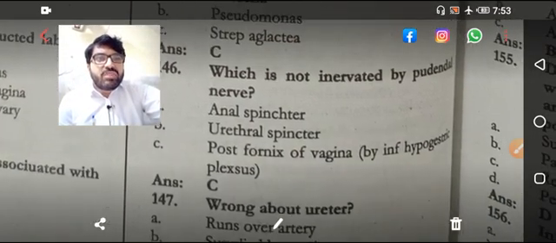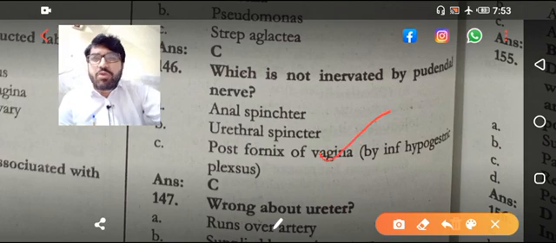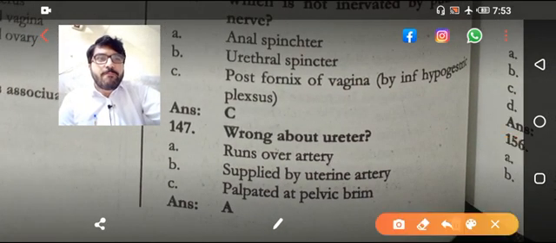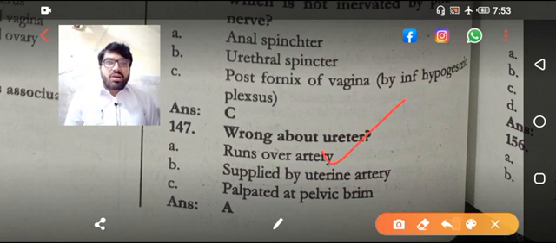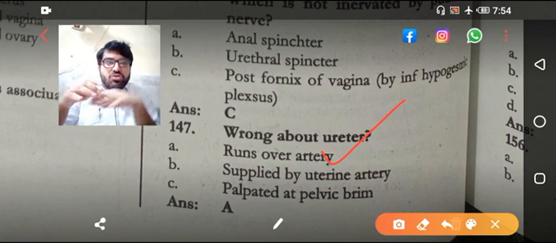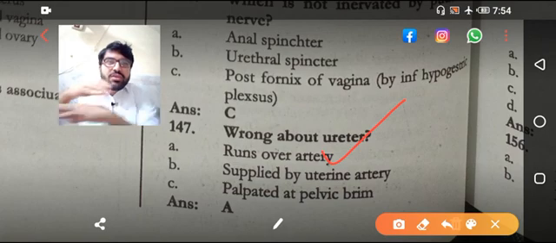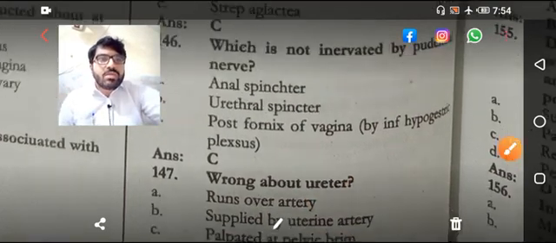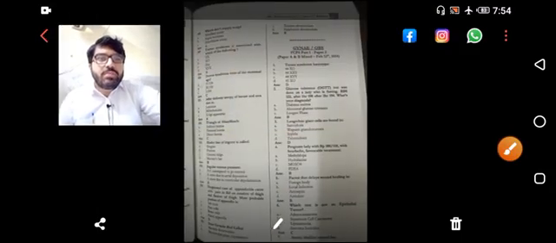Which is not innervated by pudendal nerve? Posterior fornix of vagina supplied by hypogastric plexus. Wrong about ureter runs over the artery. Now remember the mnemonic, water flows under the bridge. Water flows under the bridge. So the ureter runs behind the artery. That I remember. Water flows under the bridge.